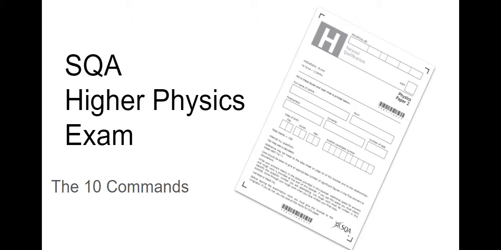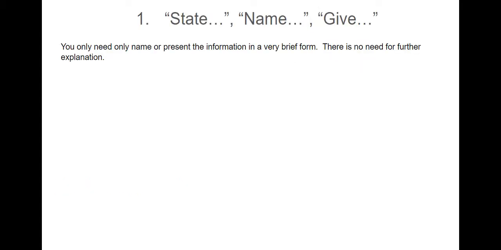These are the words that the SQA use in their questions in your higher physics paper to tell you how to answer it. So, the first command word: state, name, or give. This is where you have a question that's just going to ask you to present some information in a very brief form. There's no need for an explanation.